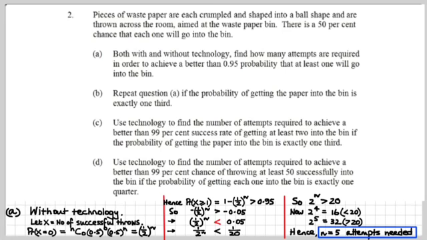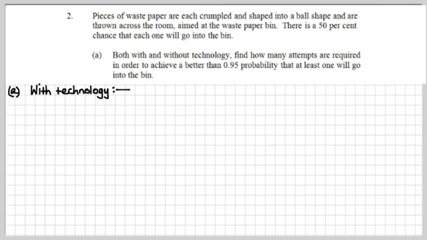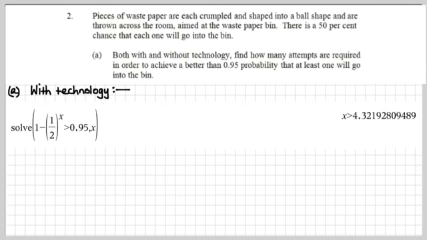Okay? And that was all without technology. You see, aren't you proud of yourself? I'm very proud of you. And therefore, we're going to now do the thing with technology, which is an absolute snap, of course. There we go. We've got solve 1 minus a half to the x is greater than 0.95.